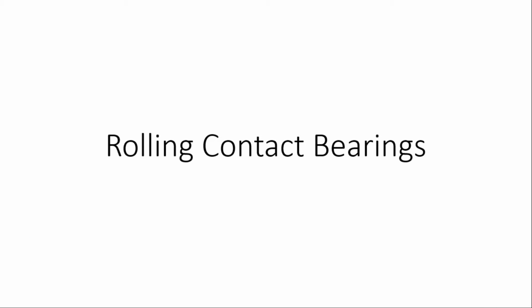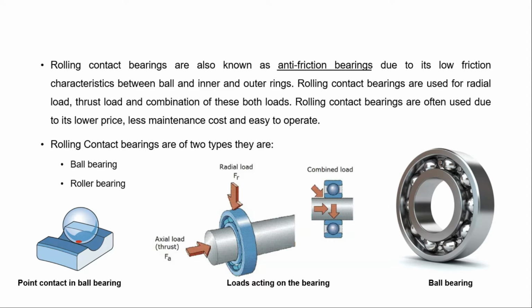Okay, so today we are going to discuss the introductory portion of rolling contact bearing. So bearings are generally parts that are used to reduce the friction in machine components. It permits the relative motion between two components in a machine. Rolling contact bearings are also known as anti-friction bearings because of their low friction characteristics between the ball and inner race and outer ring.